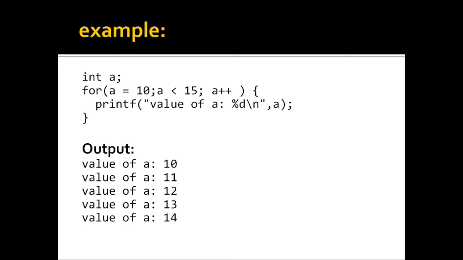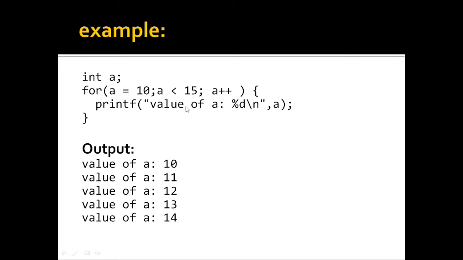Here's an example. We have int a, for a equals 10. That's my initialization. a is less than 15, and we have a plus plus. This will be my increment and this is the condition. If a is 10, then this is true. Again, if it is true, it will execute this statement. So it will display the value of a, which is actually 10. That will be the first output here.